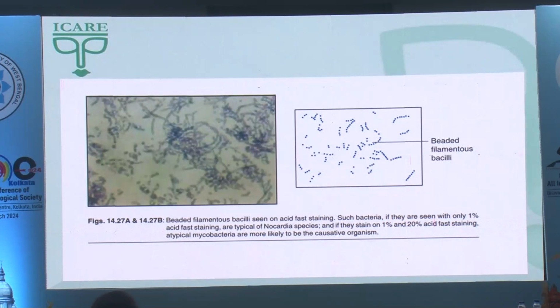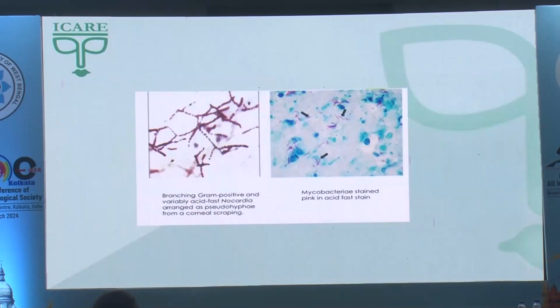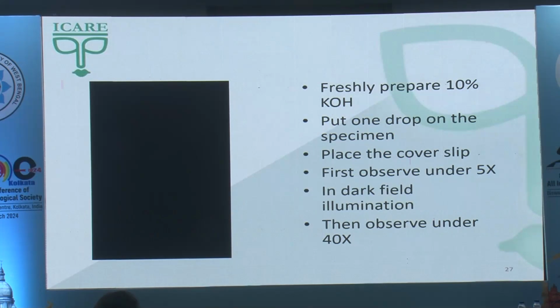If these are seen with only 1% acid-fast staining, it is typical of Nocardia species, and if they stain with 1% and 20%, then Mycobacteria is likely to be the causative organism. This is branching Gram-positive and variably acid-fast Nocardia, and the second slide is showing Mycobacterium stained pink with acid-fast staining.